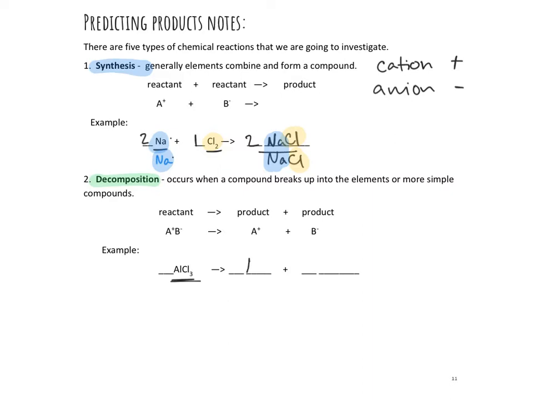So the first element here is aluminum. The next one is chlorine. Now there's something very special about chlorine gas. I'm going to have to pull up my periodic table in order to show it to you.